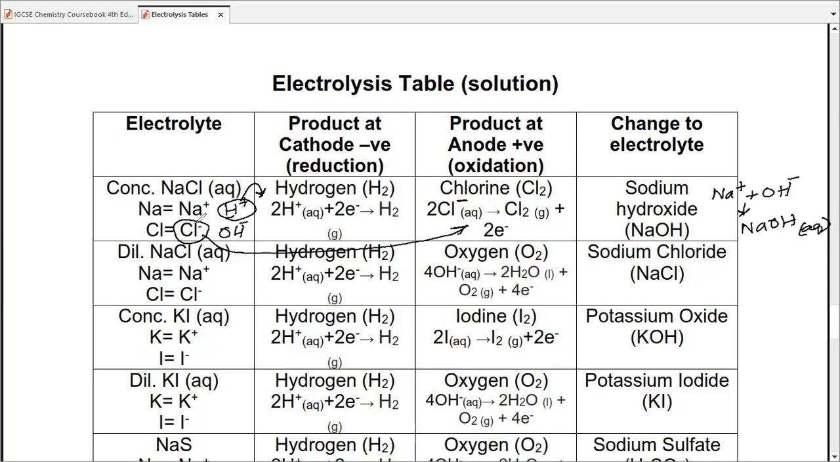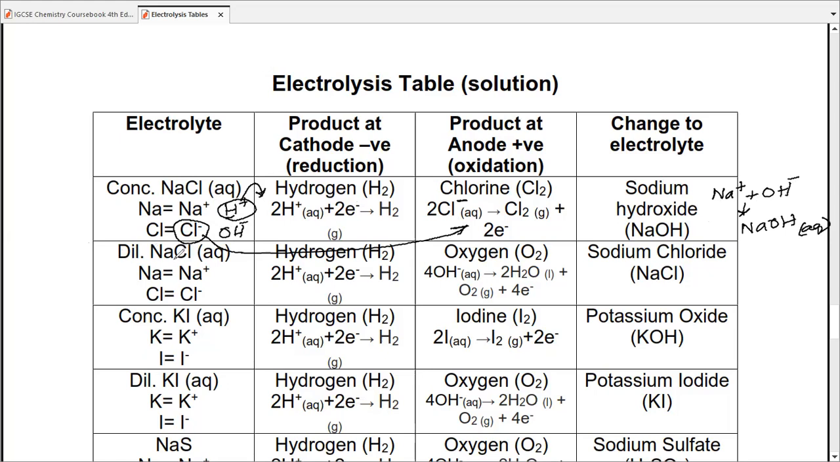So writing all 4 ions over here will help you take one of them to the cathode, the other one to the anode, and whichever 2 ions you're left with can be the same, can be different, will give you something new or something same at a change to electrolyte. Let's go with the dilute NaCl example.